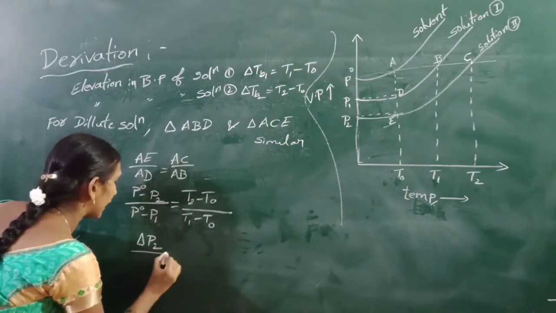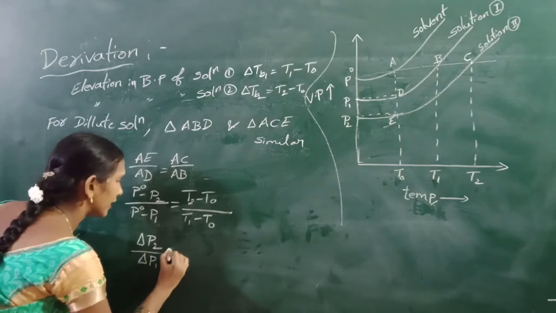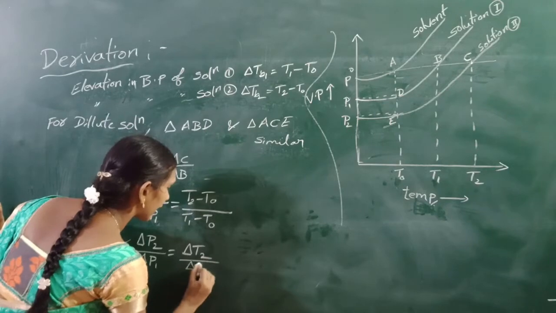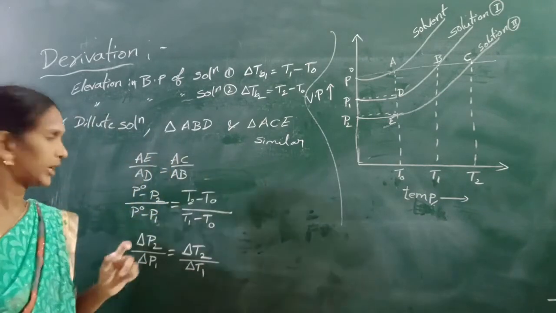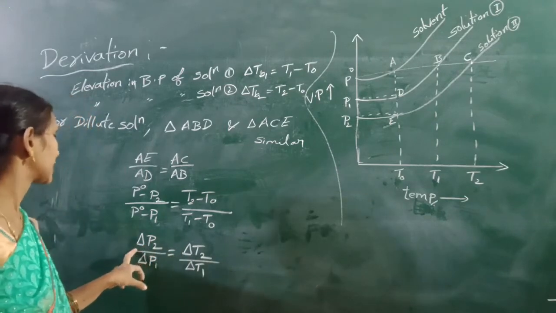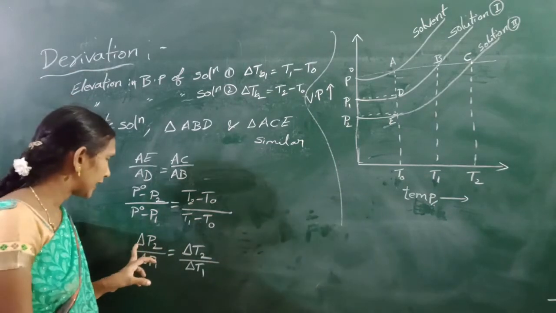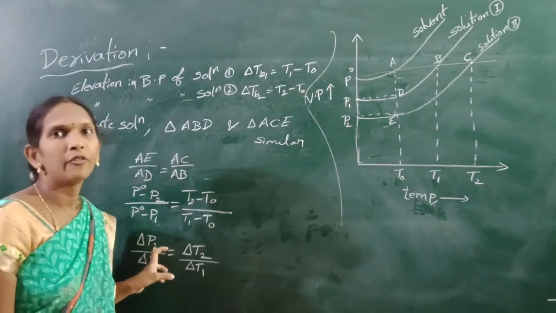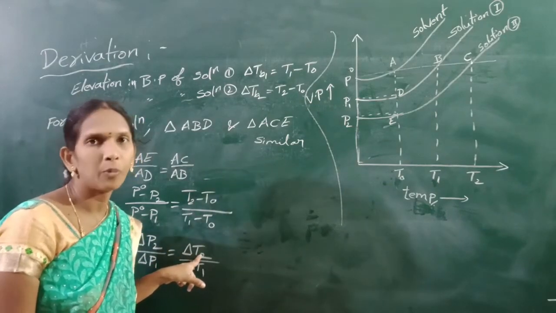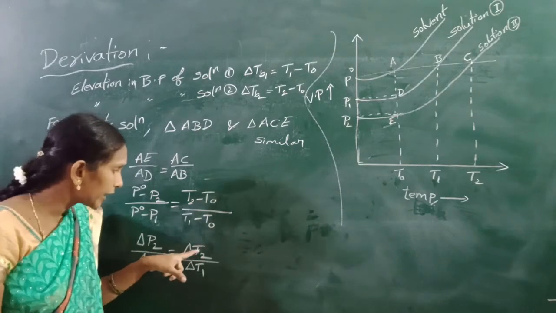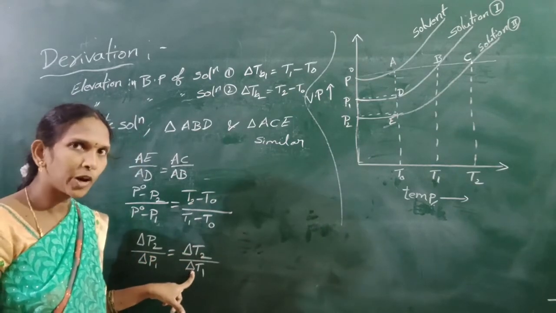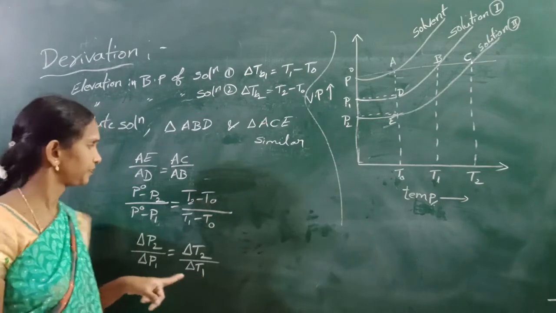Delta P2 by delta P1 is equal to delta T2 by delta T1. Delta P means lowering of vapor pressure, which we discussed in the last class. Delta T means elevation of boiling point. Delta T2 means elevation of boiling point of solution 2, and delta T1 the elevation of boiling point of solution 1.